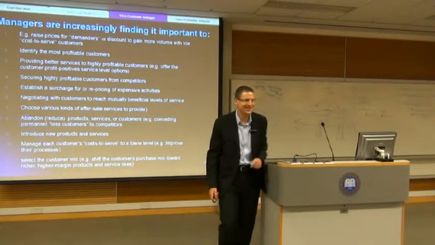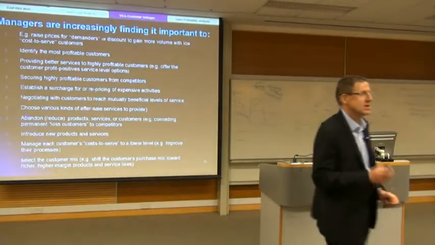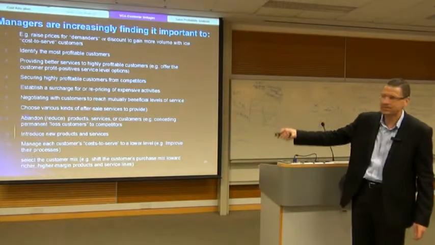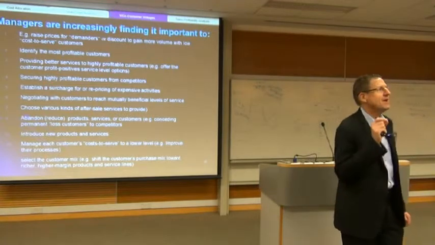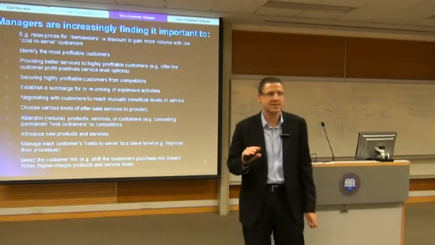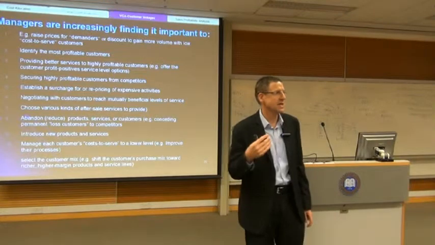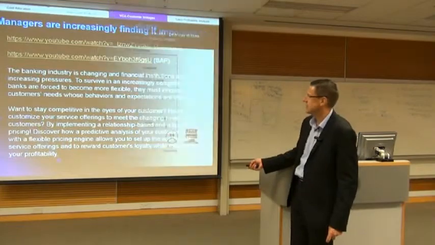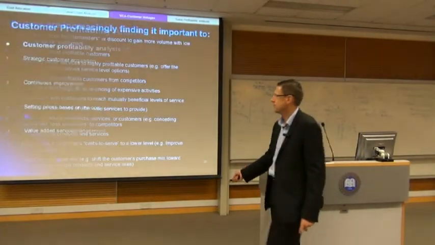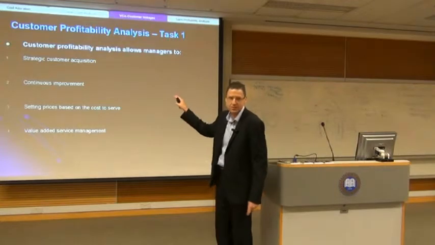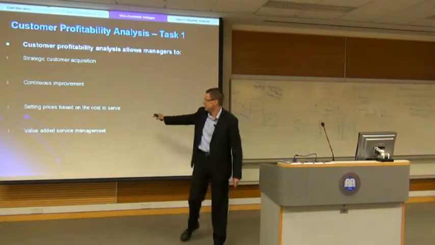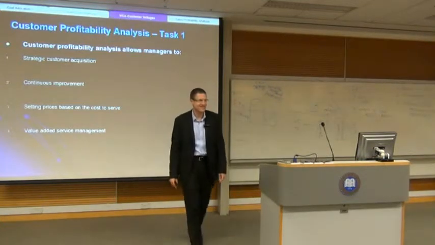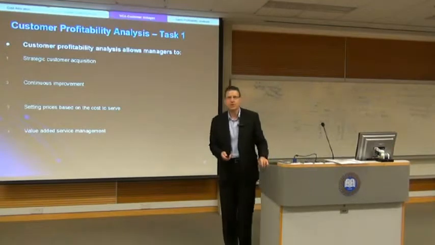Do you know what you have to do? Match. These are concerns of managers, but really they come under 4 general categories in how managers can deal with customers. What are those 4 categories? They are strategic customer acquisition, continuous improvement, setting prices based on cost to serve, value-added service management. Remember, what are we doing?